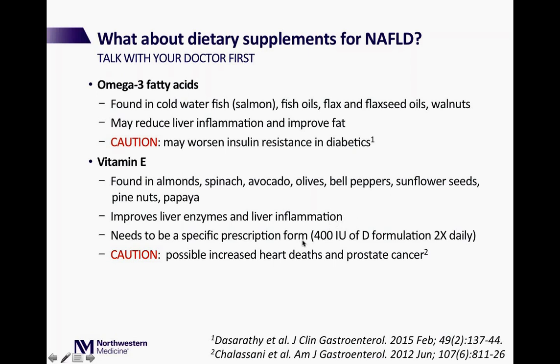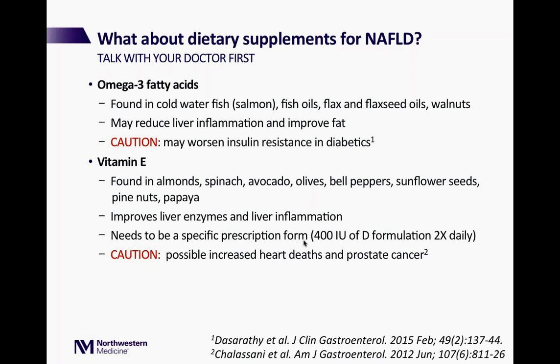The important thing to note about vitamin E is that it comes in several different forms. And the kind that you can get over the counter and take on your own is actually not the form that's most active or has been studied in NAFLD. The formulation that's specifically been studied in NAFLD is a prescription form. It's called the D formulation. And it's a pretty high dose of 400 international units that needs to be taken twice a day.